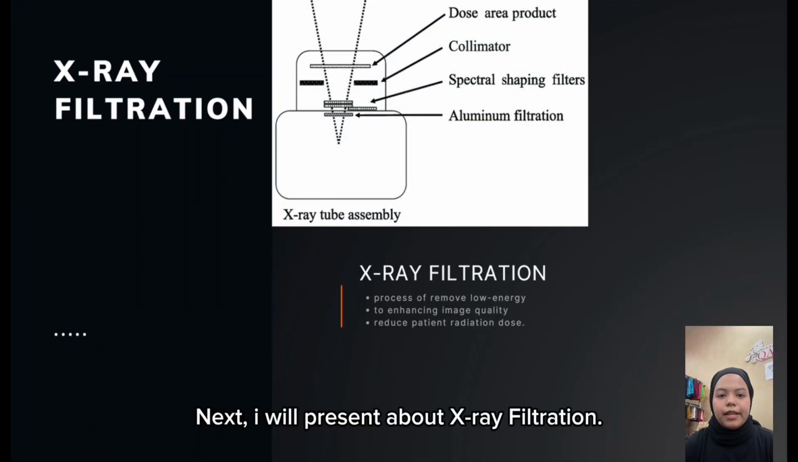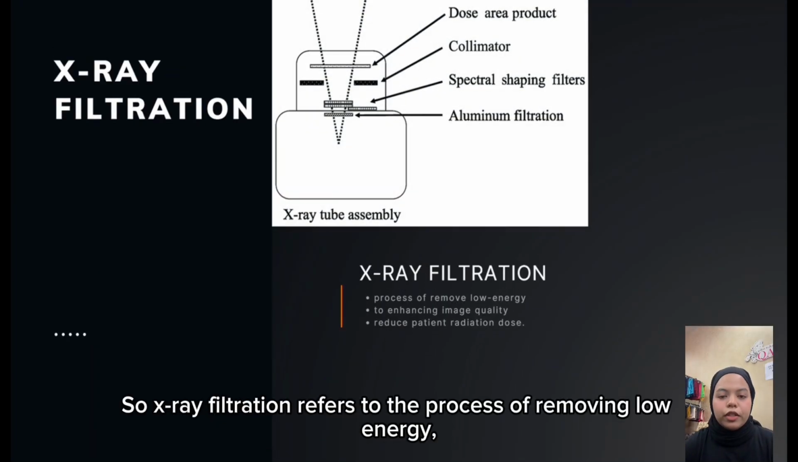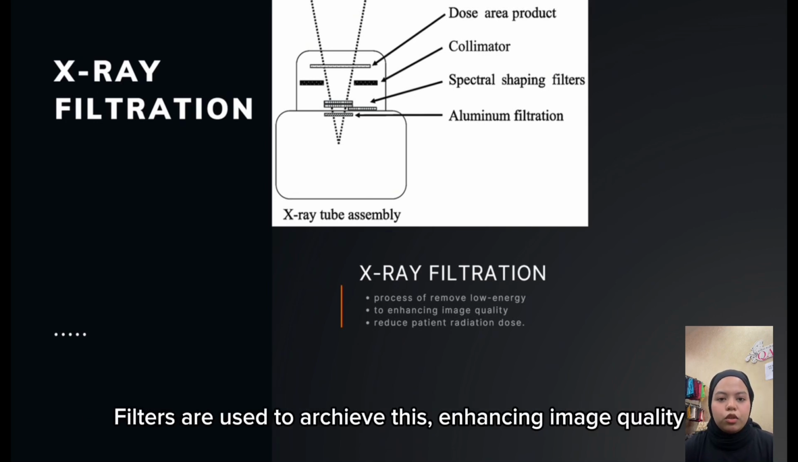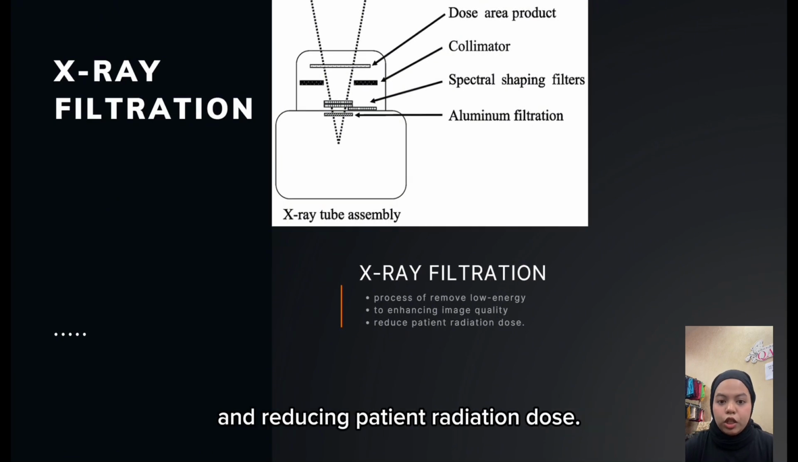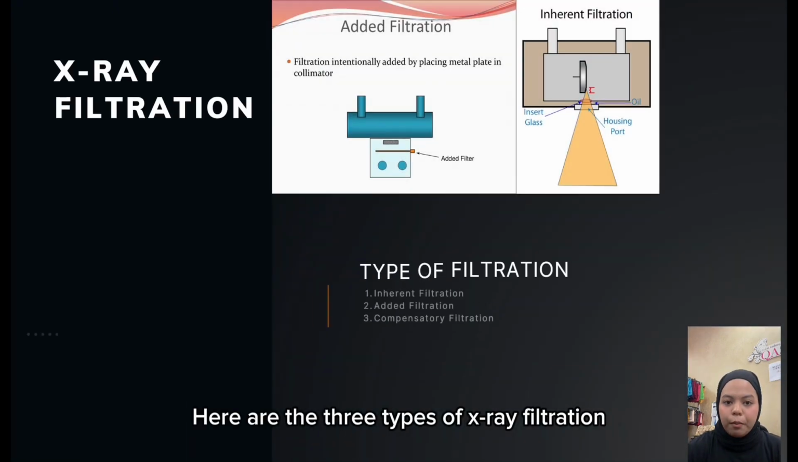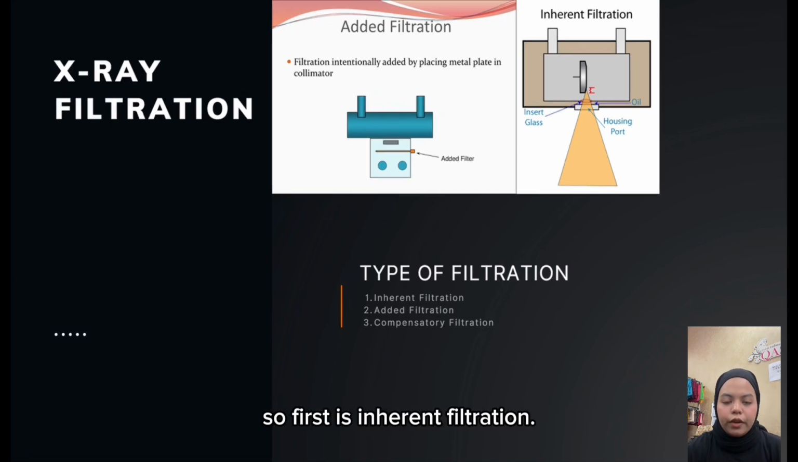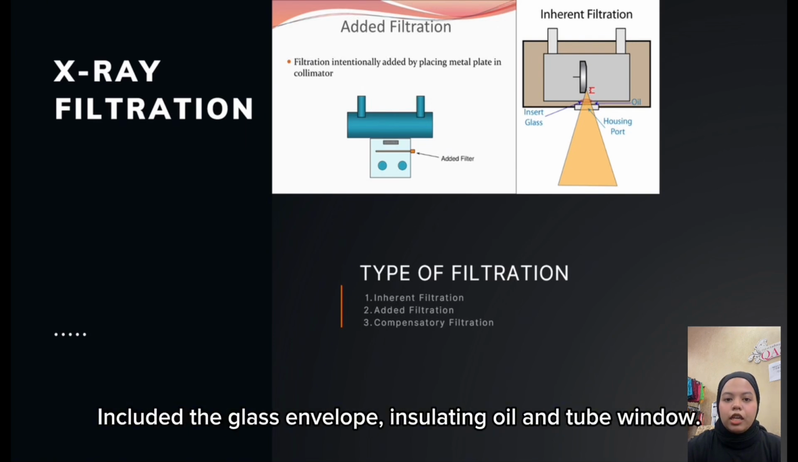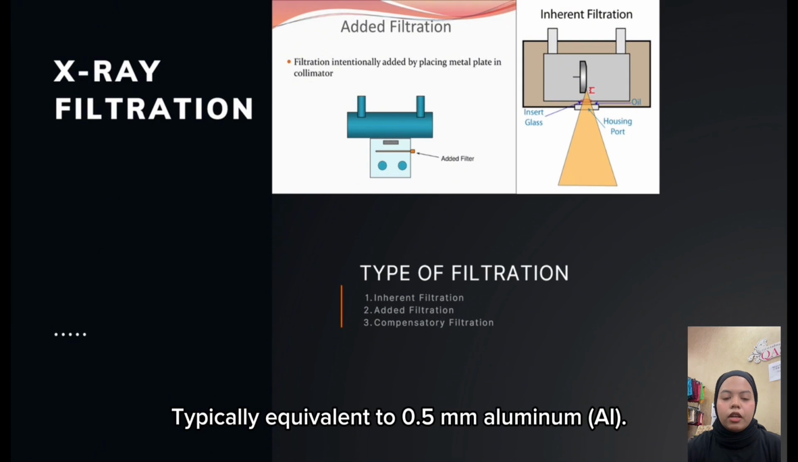So next I will present about X-ray filtration. X-ray filtration refers to the process of removing low energy and non-diagnostic X-ray photons from the beam before they reach the film. Filters are used to achieve this, enhance image quality and reduce the patient's radiation dose. There are three types of filtration. First is inherent filtration. It's provided by the X-ray tube and housing itself. It includes the glass envelope, insulating oil and tube window. It is typically equivalent to 0.5 mm aluminium.